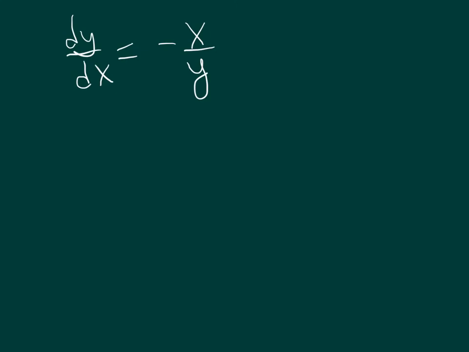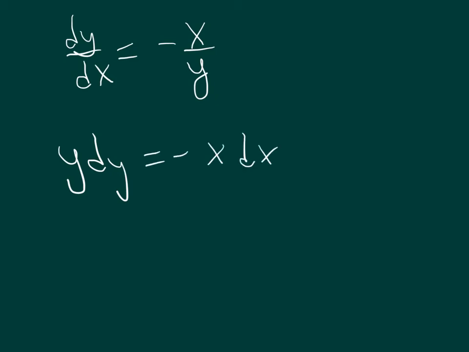The slope is 0 when x equals 0. The slope is undefined when y equals 0. The slope is equal to negative 1 when x and y are the same, and the slope is equal to positive 1 when x and y are opposites. You might be able to envision what that graph might look like. We'll separate the variables, solve this differential equation, and get an idea exactly what it must look like. So separating the variables, I get y dy equals negative x dx.